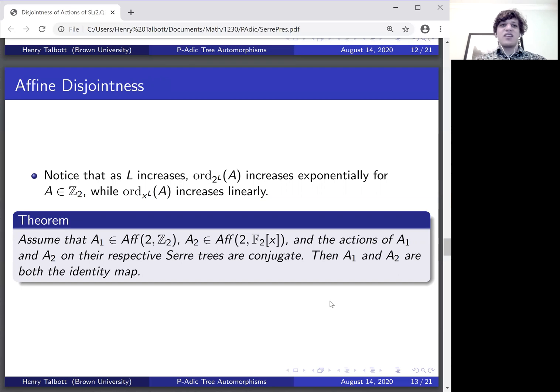This leads to our first disjointness theorem. If we have two affine maps, one over the p-adics and one over finite field Laurent series, and their actions on their respective Serre trees are conjugate, then in fact, A_1 and A_2 are both the identity map. For the affine case, these two subgroups intersect as little as possible. They intersect just at the identity.